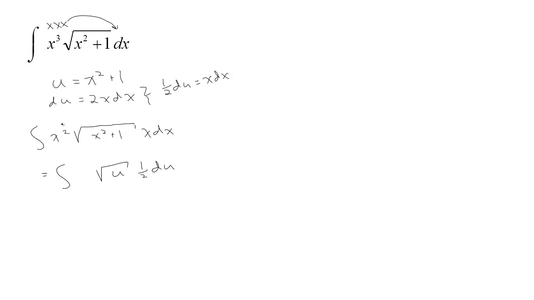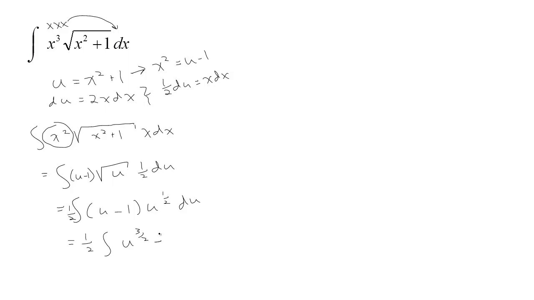You've got to work on this x squared, but notice I can actually find a relationship between u and x squared, because if I solve this, x squared is u minus 1. So I actually have u minus 1 times root u. Now this is actually much easier, because we have u minus 1 times u to the 1/2. We've got this constant 1/2, which I'm going to bring out front, du. So we really have 1/2 times the antiderivative of u to the 1 times u to the 1/2, which would be u to the 3/2. And u to the 1/2 times negative 1 would be minus u to the 1/2 du.